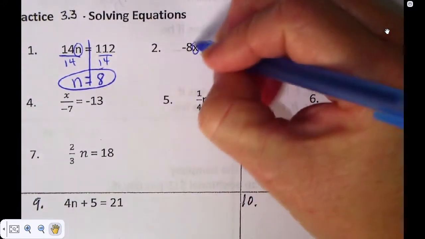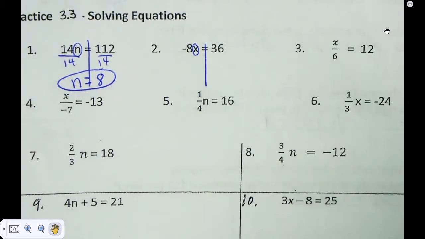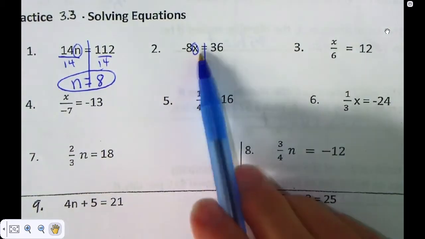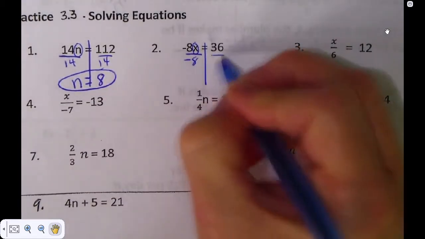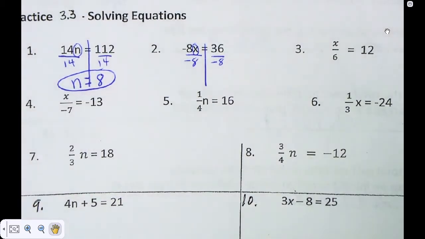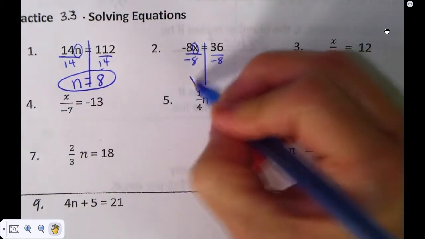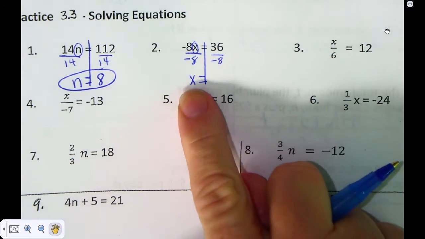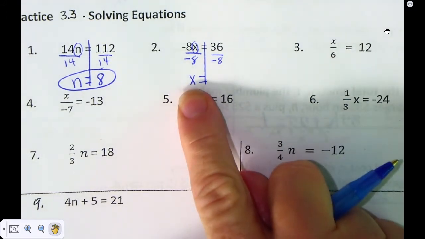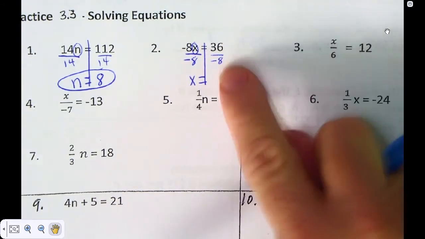Number 2, circle your x, draw your river. Now it's multiplied. What are we going to do? Divide by negative 8. Negative 8 divided by negative 8 is 1. 1x. And guys, you could put your 1 in front of x, but really not necessary. What's 36 divided by negative 8?